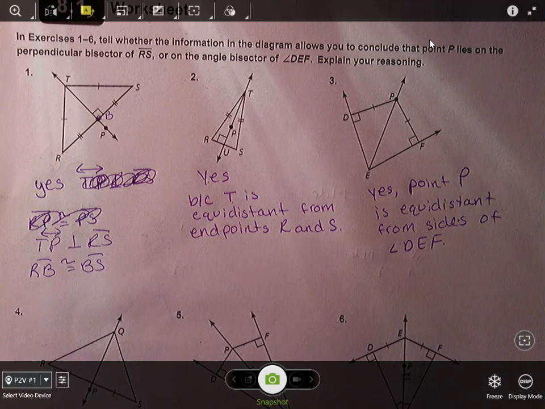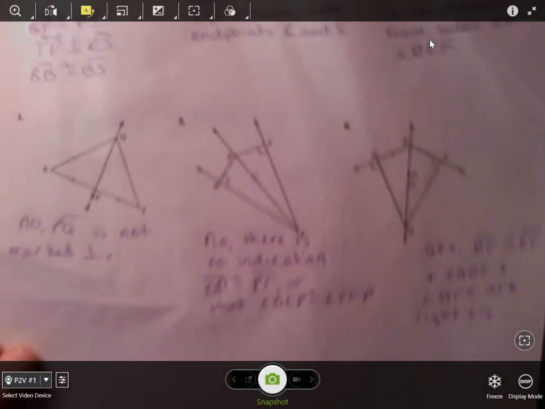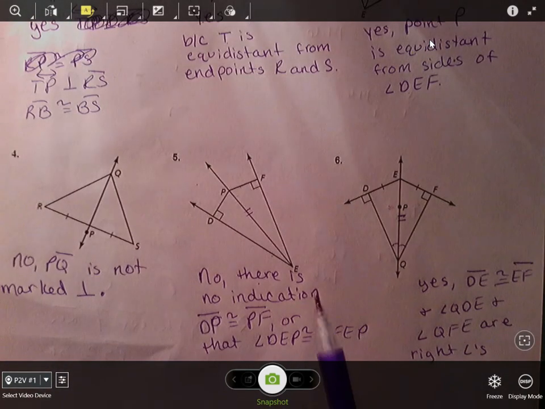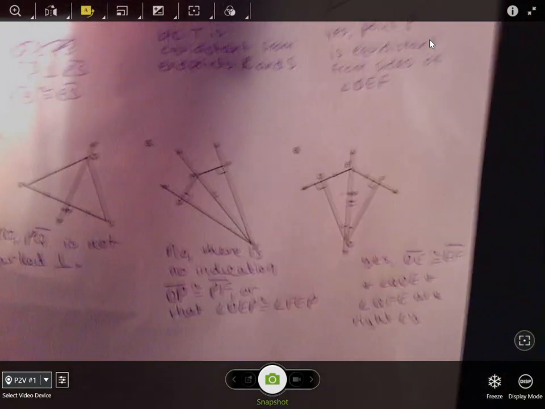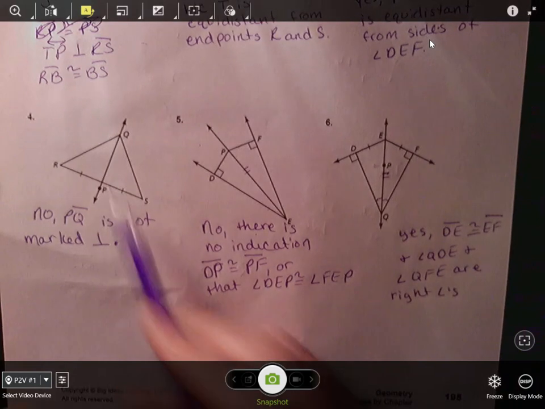All right, on the bottom part, number 4, you would not be able to say it's the perpendicular bisector because PQ is not marked perpendicular. So you cannot say it. There's no right angle there.